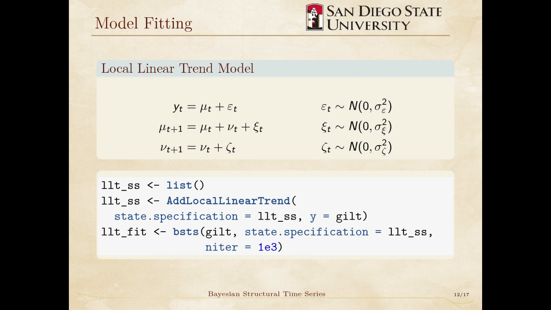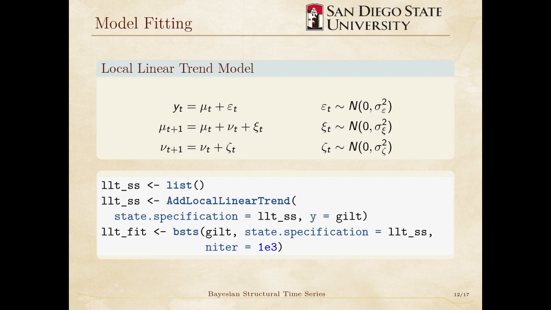Recall the local linear trend model, which we present here. Y sub t is our data, mu sub t is the local level, and nu sub t is the local linear trend. This model will hopefully account for the linear trends, such as those seen in our data. Fitting this model is just like fitting the local level model. The only difference here is that we use add local linear trend instead of add local level.